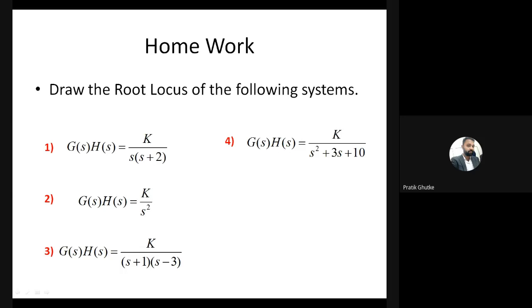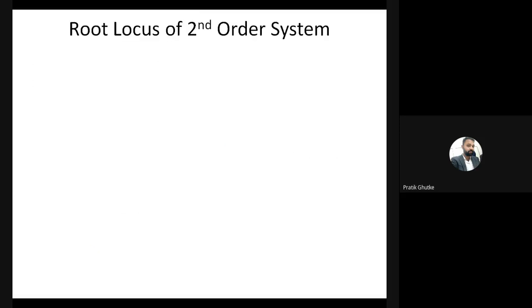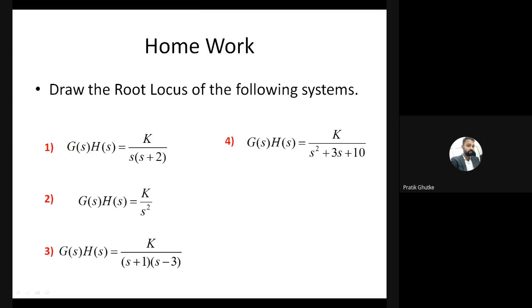And third numerical, G of s into H of s equals K divided by S plus 1 and in bracket S minus 3. Fourth one is G of s into H of s equals K divided by S square plus 3s plus 10. So such type of numericals, they are of second order system.